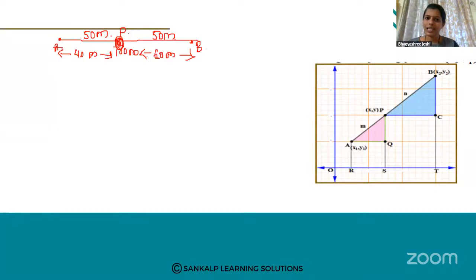That means this point P divides the line internally in the ratio 50:50. What I will take is m1 is to m2. Right? m1 is to m2. That means this point P divides the line AB in the ratio m1 is to m2.